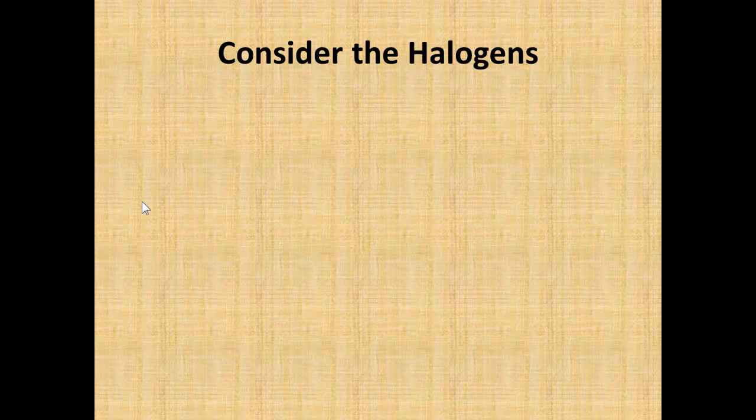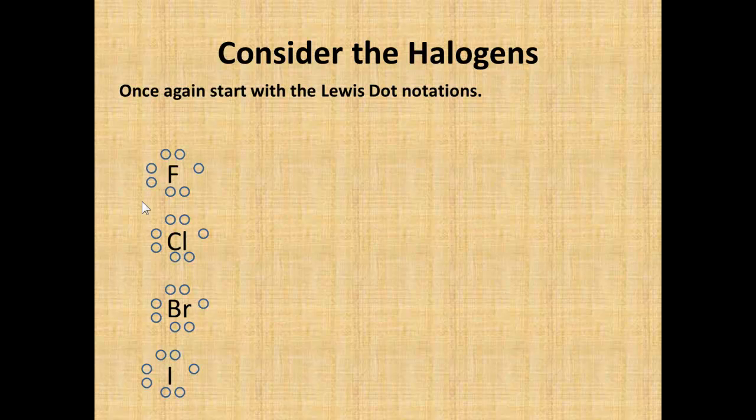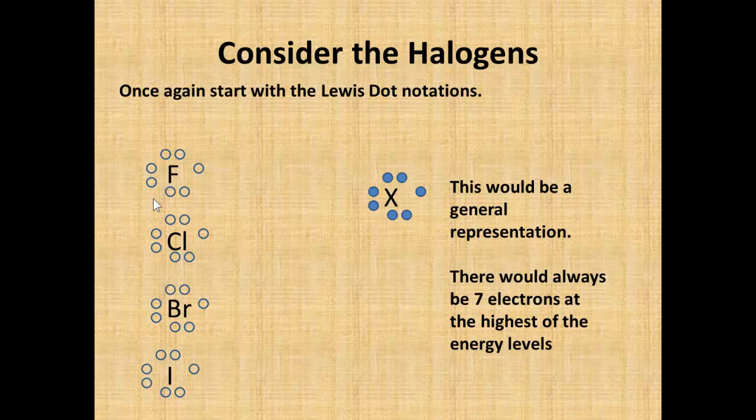What about going over to the other side of the periodic table? Let's consider the halogens. They're not quite right over, but almost right over on the right hand side. Start with the Lewis dot diagrams. We have fluorine, chlorine, bromine, and iodine, and you can see they've all got 7 electrons in that Lewis dot configuration. So the general representation would be X for the kernel and the 7 electrons at the highest of the energy levels.